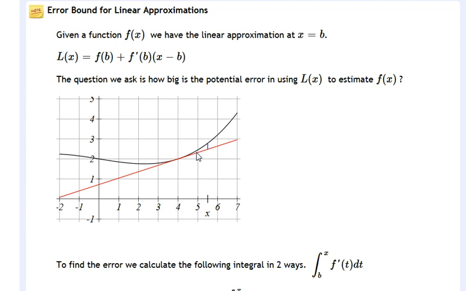So I want to know how far am I off? What's the difference? If I plug in an x, the function value is up here, the linear approximation is down here. What's the difference in that? So I'm trying to find out what's the difference between f of x and L of x. And I'm going to find that, as it turns out, by doing an integral in two different ways.